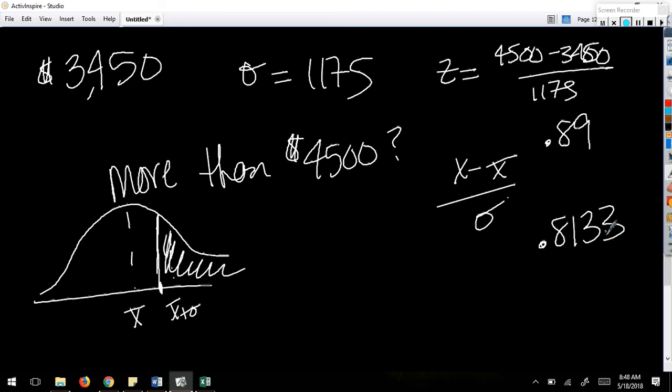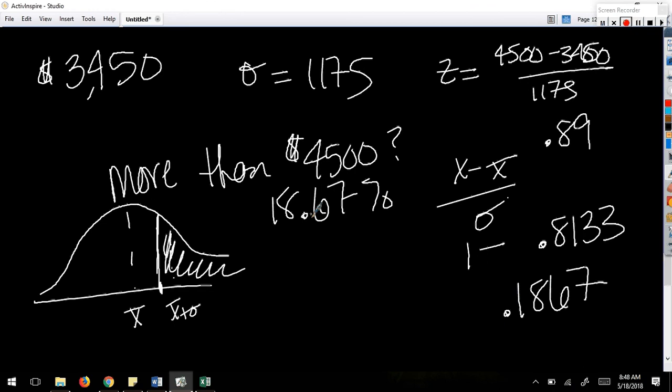Now, look at the way that the chart is shaded up top and look at the way that I'm shaded. If it's shaded the same, I take the number. If it's shaded opposite, I'm going to need to subtract it from 1. Is it right or is it wrong? Wrong. So I need to subtract it. What's 1 minus 0.8133? 0.1867. So you stand an 18.67% chance that you will get out of college and owe more than $4,500 in debt.